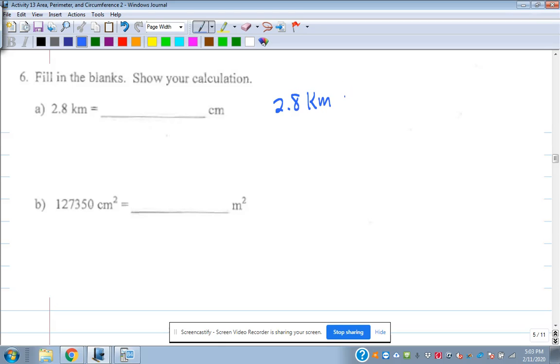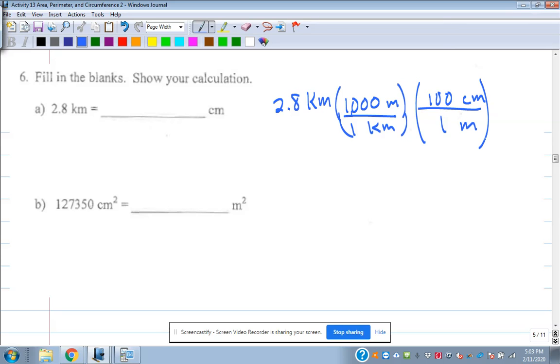So how many meters are in a kilometer? 1,000 meters in a kilometer. So if I multiply that times 1,000 meters, then it's going to cancel out the kilometers. That's the idea. And then how many centimeters are in 1 meter? 100. That's the conversion style that I like to see.